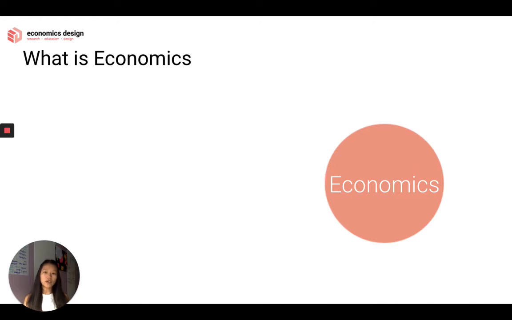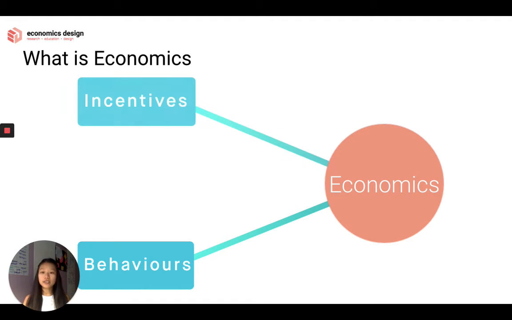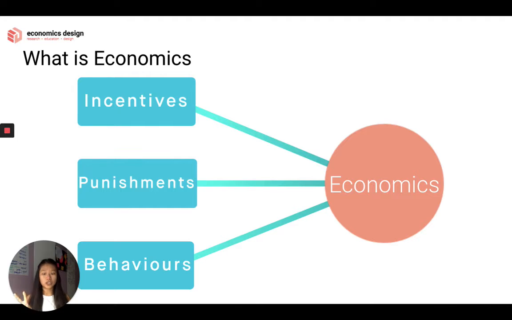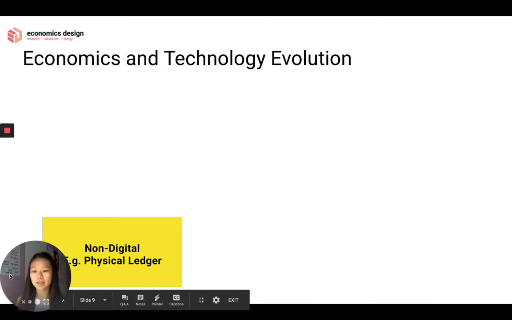It's always about the allocation of scarce resources. And that is the behaviors that we're talking about. How do we allocate them? How do people react to this allocation? And we can enforce these behaviors by two things, incentives and disincentives, which are punishments. So this is the core of economics that I talked about in the previous lesson, that economics is about incentives, punishments, and behaviors.